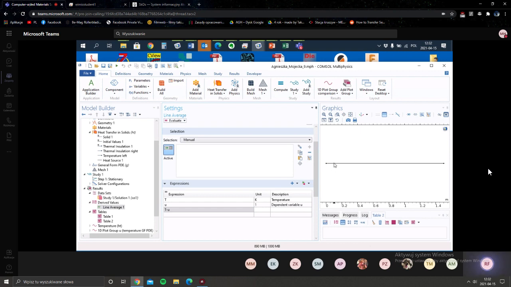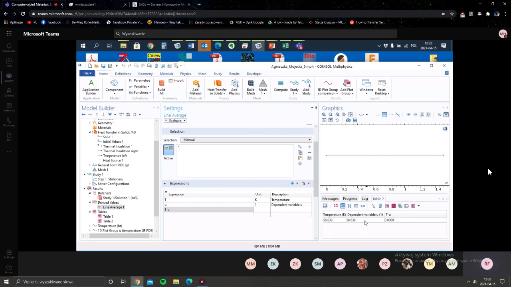Oh, there is no region here again, right? And evaluate. And now you can see that the average difference between T and U is less than, how many places have we got here? 4 places. And here we have some average values of the temperature in this region.